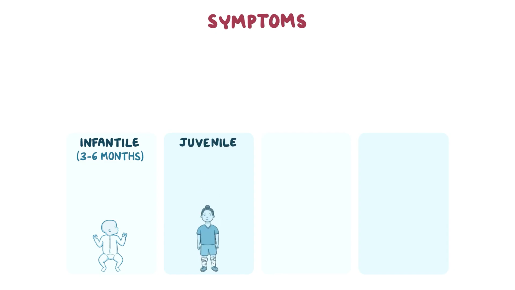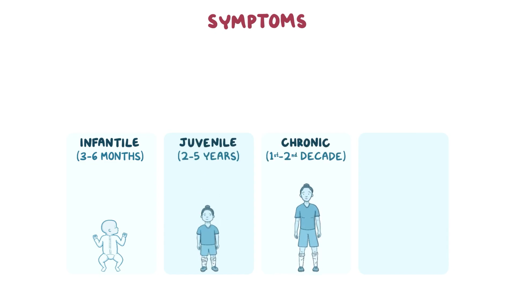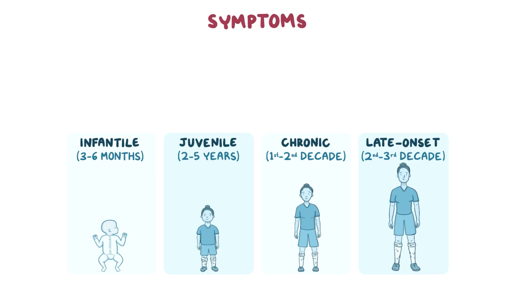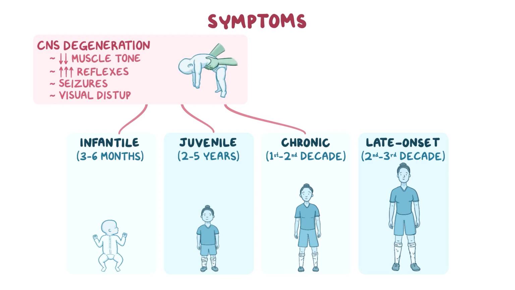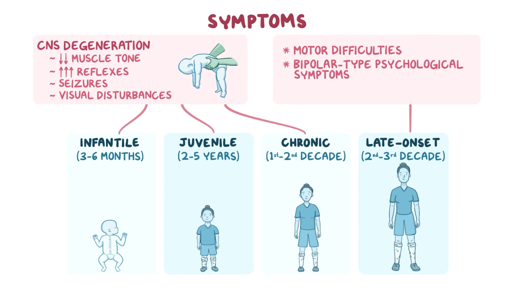juvenile, with onset at 2 to 5 years, chronic, with onset in the first or second decade of life, and late onset, with the first indication of symptoms in the second to third decade of life. Common signs for the first 3 forms are signs of CNS degeneration, like decreased muscle tone, abnormally increased reflexes, seizures, and visual disturbances. For adult onset, there may be motor difficulties, and some adults may manifest bipolar-type psychological symptoms.